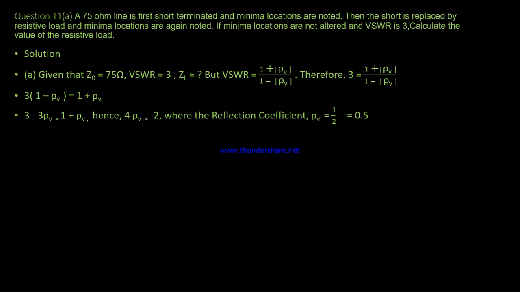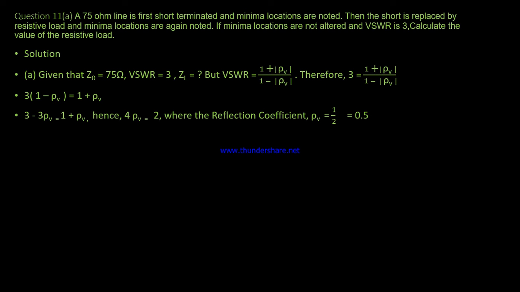Question 11. A 75 ohm line is first short terminated and minimum locations are noted. Then the short is replaced by a resistive load and another minimum locations are again noted. Now, if minimum locations are not altered and the VSWR is 3, calculate the value of the resistive load.